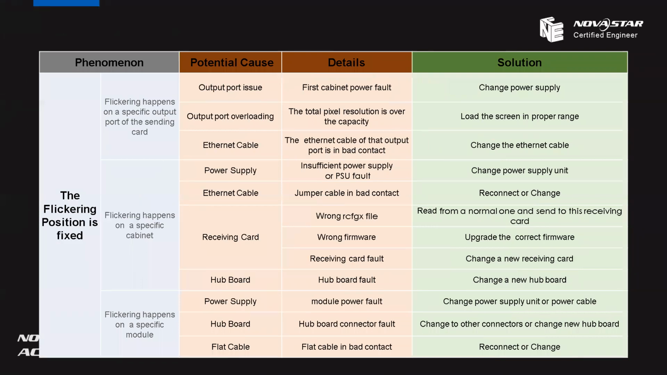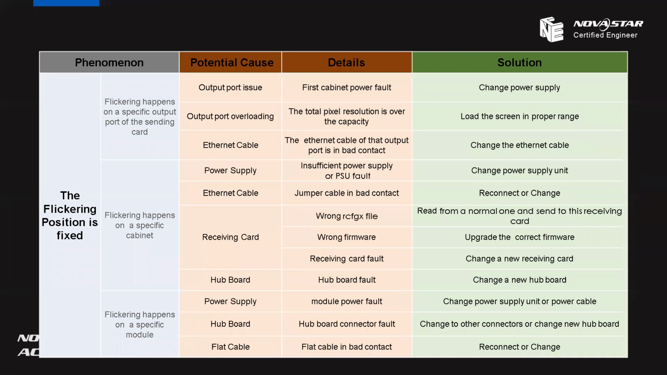And here I also worked out a table and listed all of the positions and the corresponding solutions. You can check it out one by one. If the flicker issue happens on the output port of the sending card, we need to first check the cabinet power supply. If it has a fault, change to a new power supply to fix that.